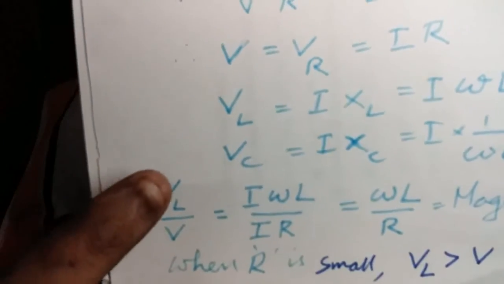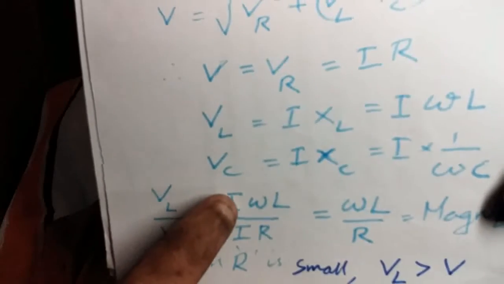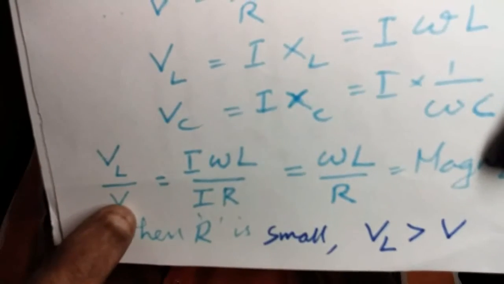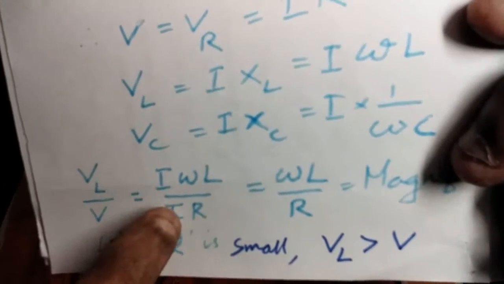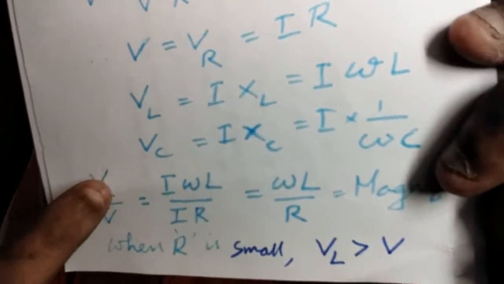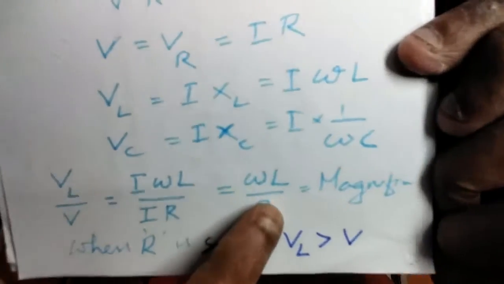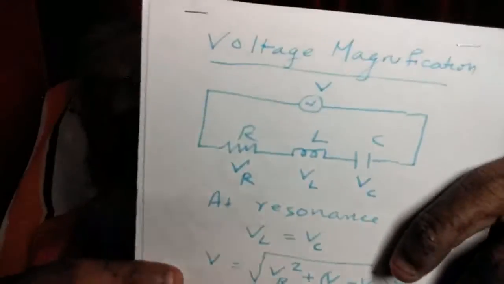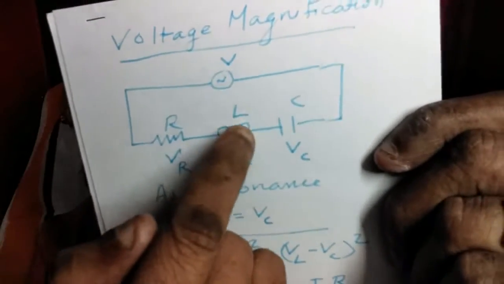Then you take the ratio of VL by the applied voltage. That is I into omega L by V, and V equals VR at resonance. So VR is I into R. That means VL by V equals omega L by R. Now, V is the applied voltage. VL is the voltage developed across the inductance coil.